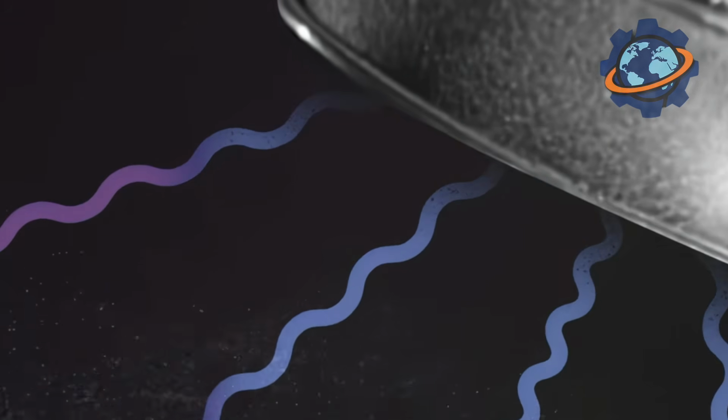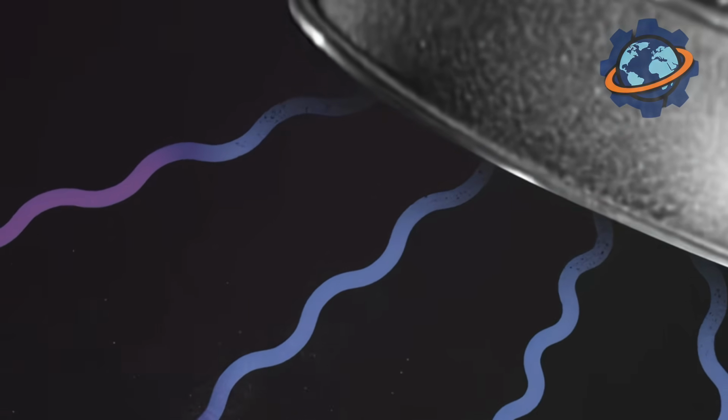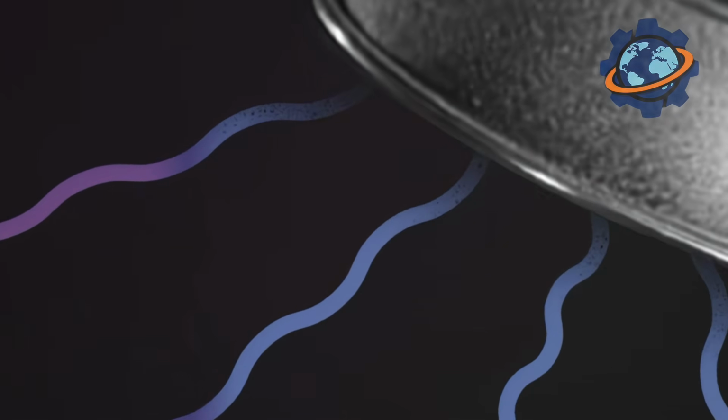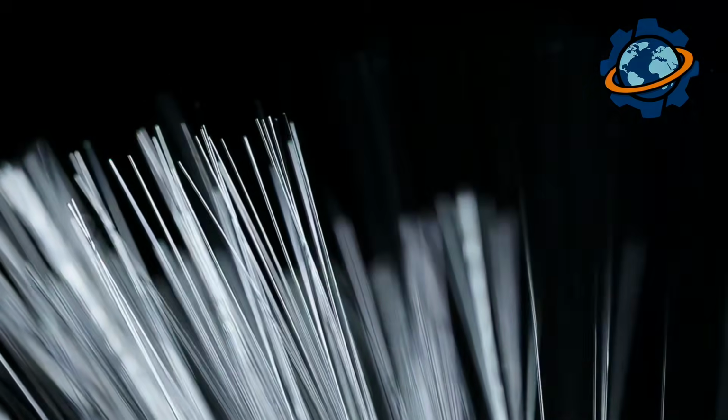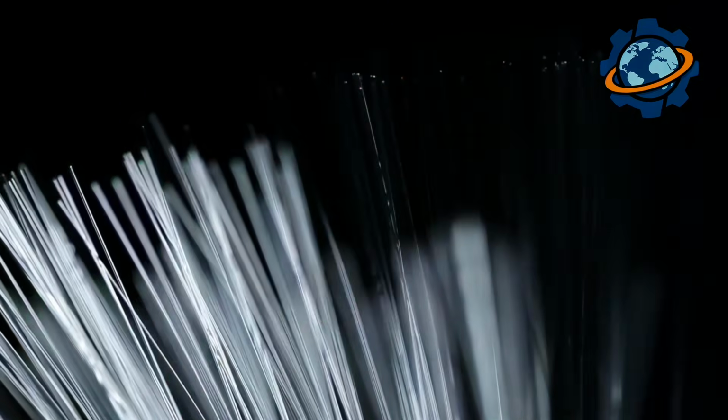Ultraviolet lamps emit light of a specific wavelength that activates chemical reactions in the polymer. Thanks to this, the coating quickly becomes solid, while retaining its elasticity and ability to protect the fiber.